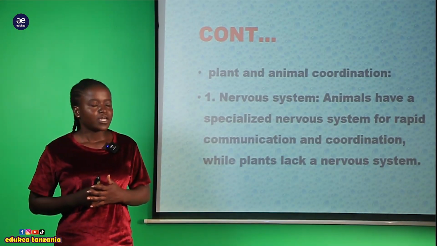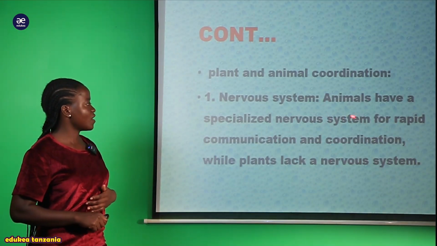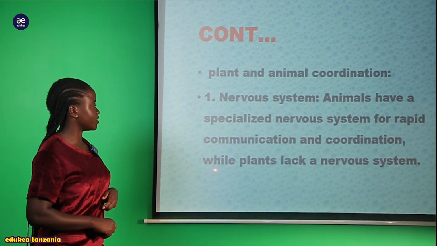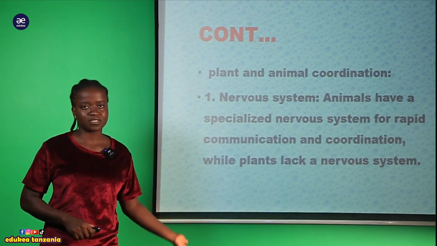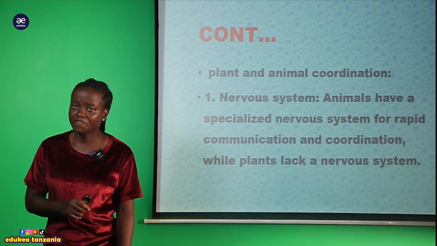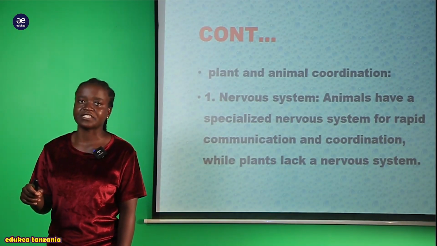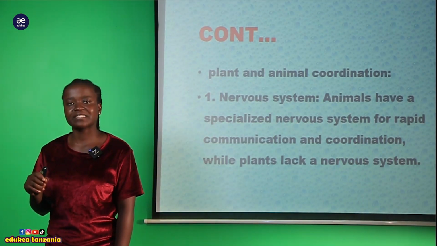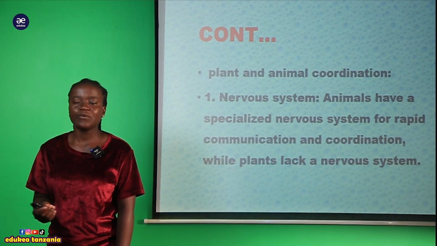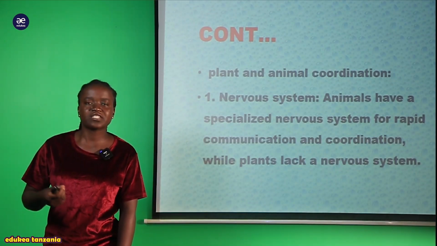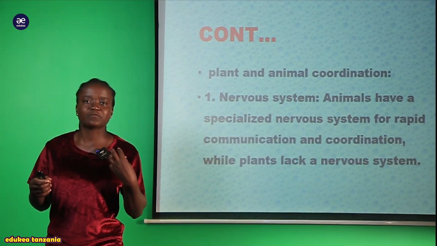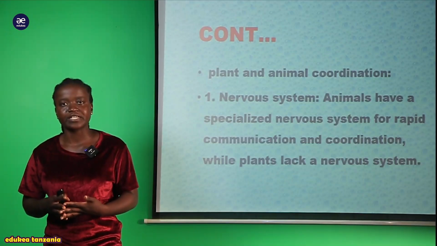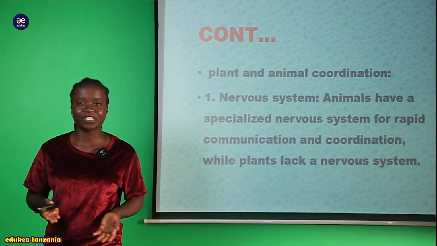Here we are saying that animals have a specialized nervous system for rapid communication and coordination, while plants lack a nervous system. The large difference between plant coordination and animal coordination is due to the presence of the nervous system, whereby in animals there are nerves, which help in transmission of impulses, signals or information from the surrounding environment to the central nervous system so that it can be interpreted.